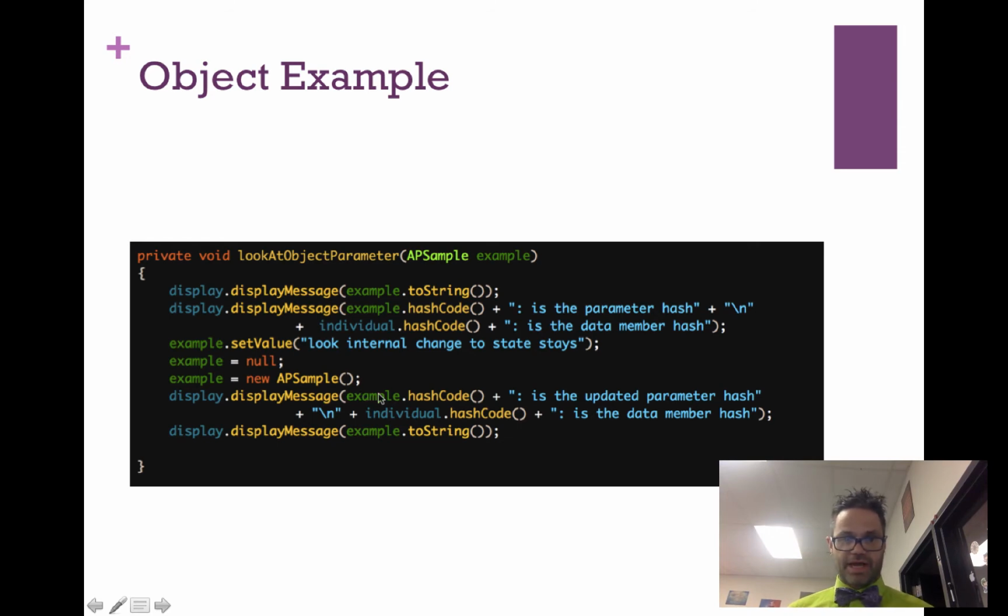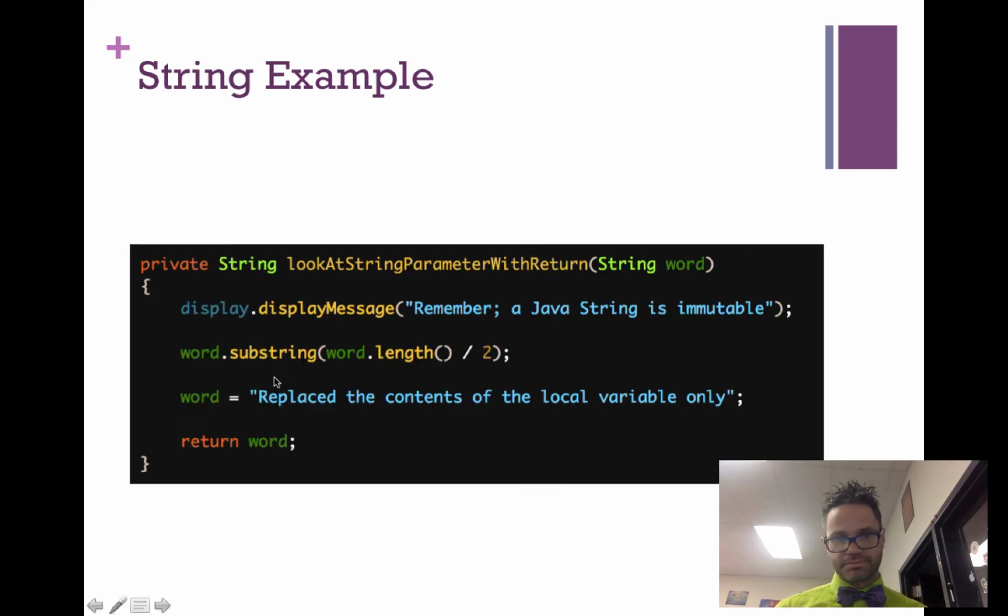And so I do example.hashcode. I'm going to get a different value completely than individual.hashcode that I have in the line below. And when I do display.displayMessage example.toString, that's going to be my default value from the default constructor right here. And we'll see that when we go through and actually do the live code.